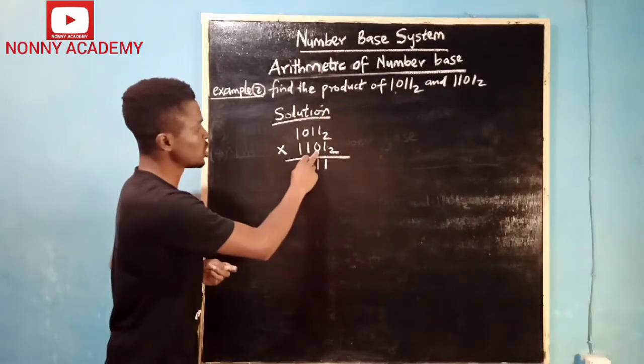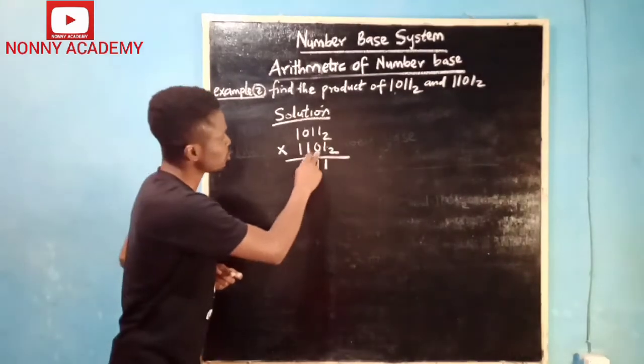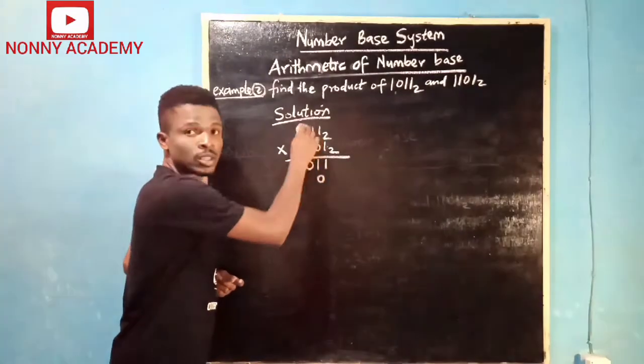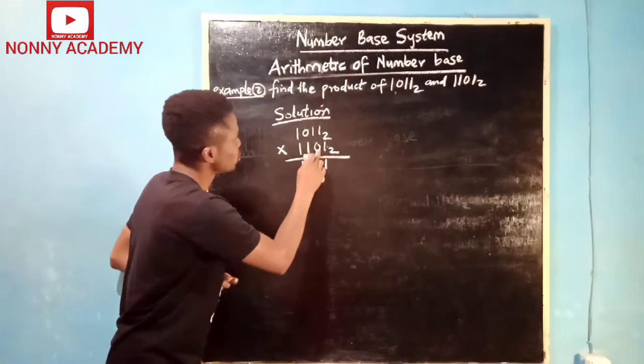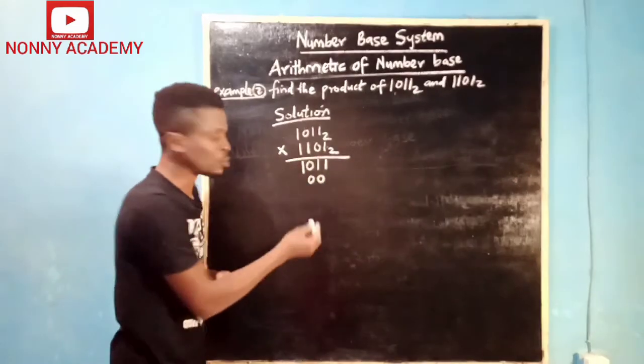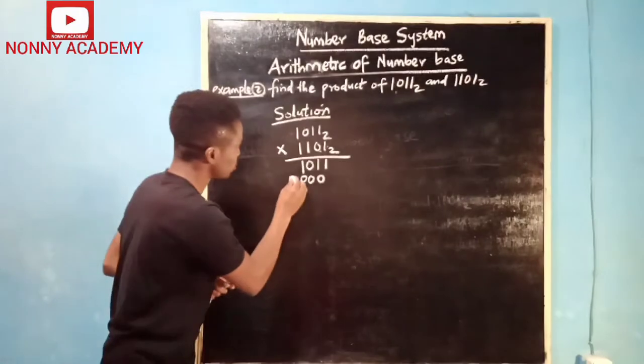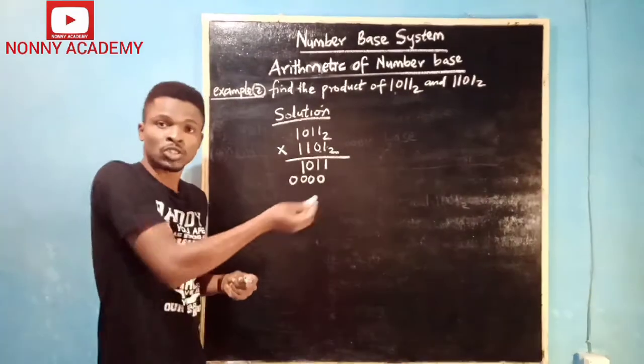Then I will start using 0 to multiply. 0 times 1 is 0. 0 times 1 is 0. 0 times 0 is 0. 0 times 1 is 0. That is for the second row.